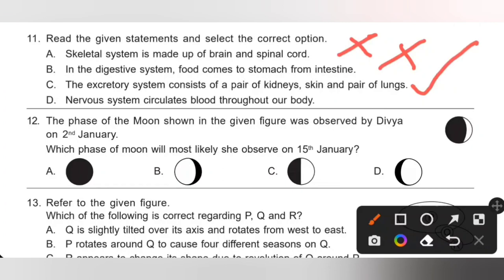D, nervous system circulates blood throughout our body. It is incorrect because the circulatory system circulates blood throughout our body. So, option C is the correct answer.